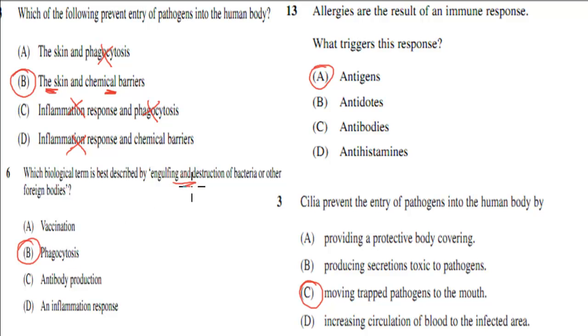Phagocytosis is the idea of engulfing and destroying foreign bodies. Antigens are things that trigger the immune response, also when it comes to allergies. And cilia prevent the entry of pathogens into the human body by moving trapped things up. So cilia are these hairs, some stuff gets stuck, and then the hairs push it back up to the mouth where you cough it out. So C is correct. I hope that was useful.